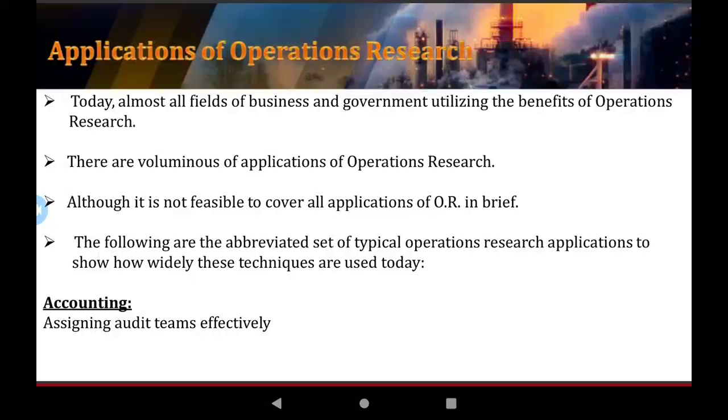There are evaluations of applications of operation research, and it is not feasible to cover all the applications of operation research, so here is a brief account. The following are a set of typical recent research and applications, showing the wide range of techniques used today in industries.